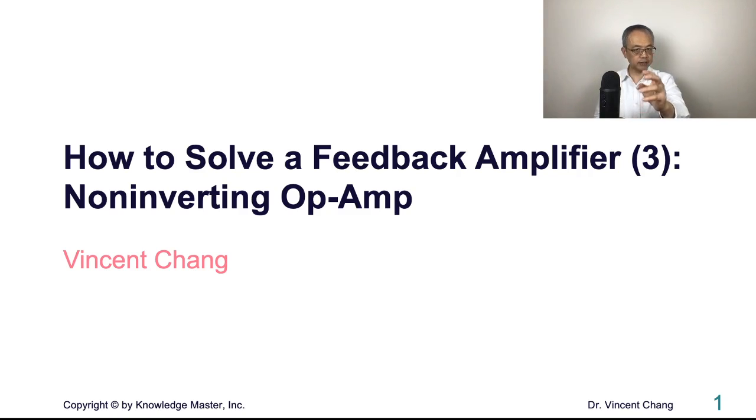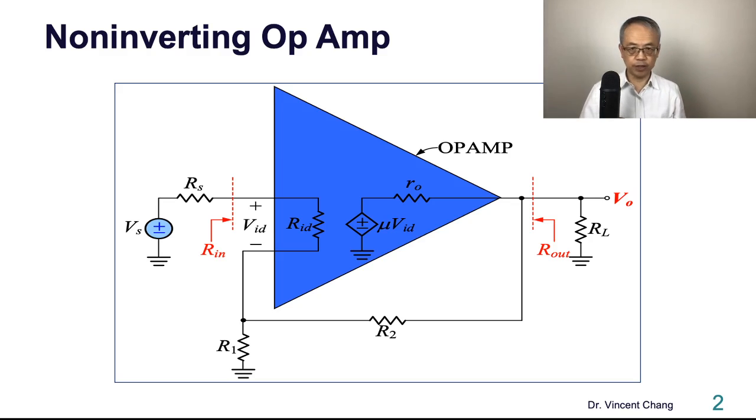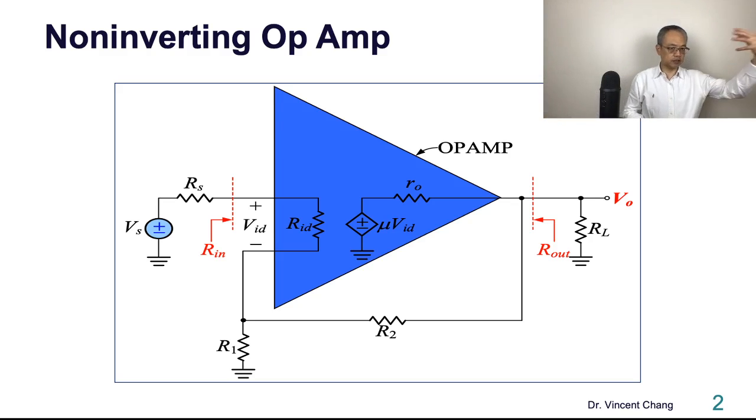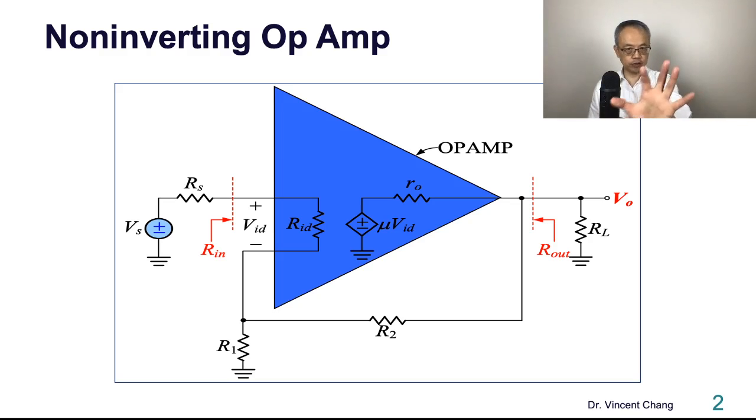It's an example of the non-inverting operational amplifier. Here's a non-inverting operational amplifier. The blue one is the operational amplifier. RID is the input differential resistance. The lowercase RO is the output resistance of the op-amp. And mu represents the voltage gain of the op-amp. We have included the RS and the external load, also the feedback network.